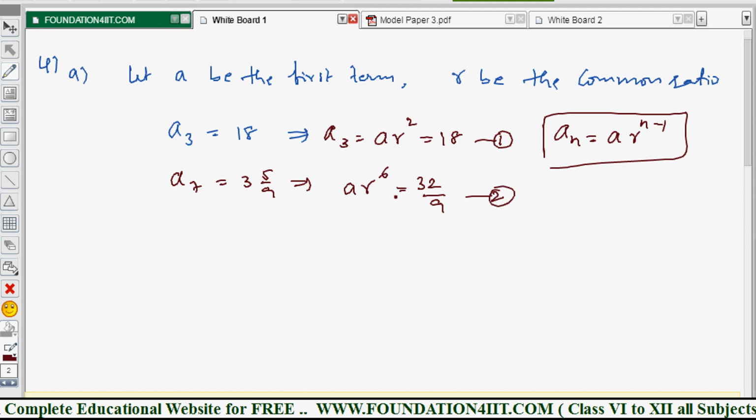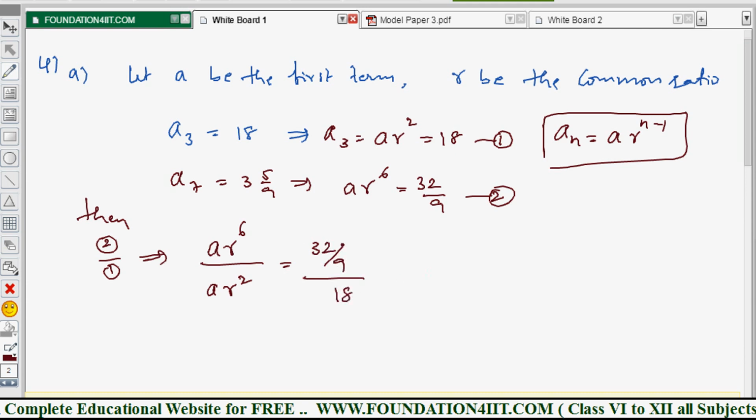Now using both of these, let us find out the common ratio first. Whenever you get like this, you should do division, second equation by first. So by dividing equation 2 by 1, then we'll get A into R power 6 by A into R to the power 2 is equal to 32 by 9 divided by 18. So let's take this separately. So numerator is 32 by 9 and denominator is 18.